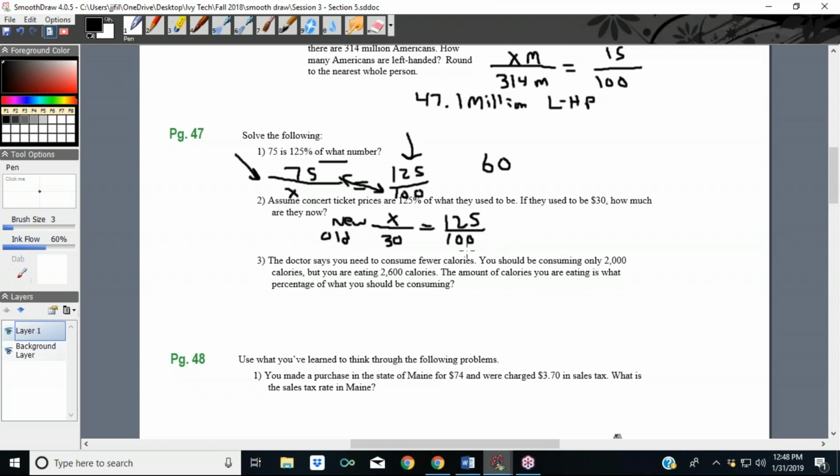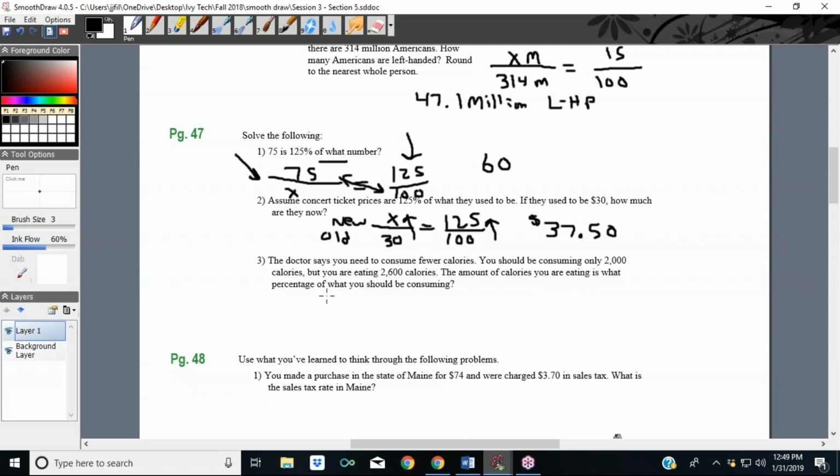And think about it. If 30 is on the bottom and the 125 is on the top, that means the top number has to be bigger. That means the ticket price had to go up. So the answer needs to be more than 30, and it is $37.50. Okay, so think about those relationships as you do these and how your answer should be. If the price went up, should the ticket be more? If you got a number lower than 30, that should give you a signal that something's wrong, and I need to redo it.